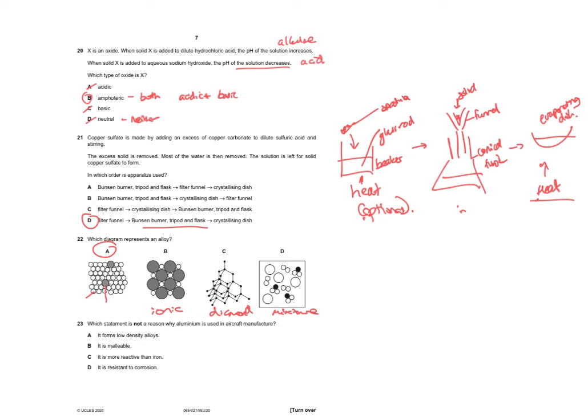Which statement is not a reason why aluminium is used in aircraft? So it's not a reason. Well, it is low density. That's why aircraft are able to fly easily. It's malleable. We can hammer aluminium into shape. It's more reactive than iron, but that's not why it's used. And it's resistant to corrosion.